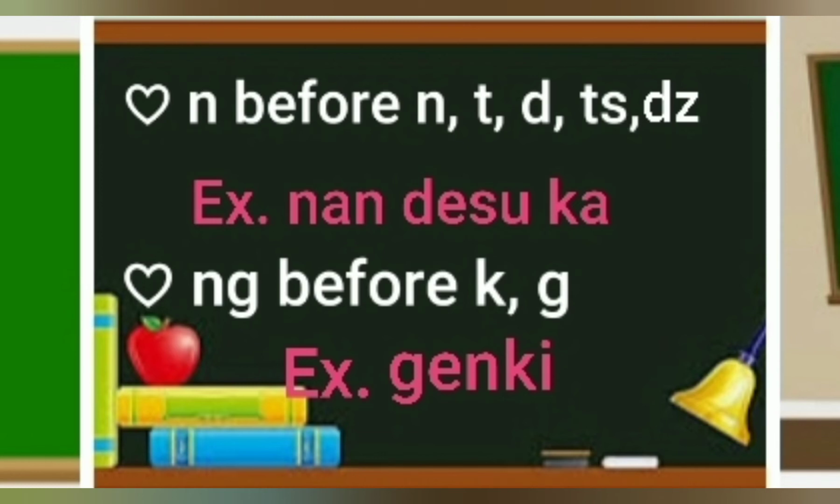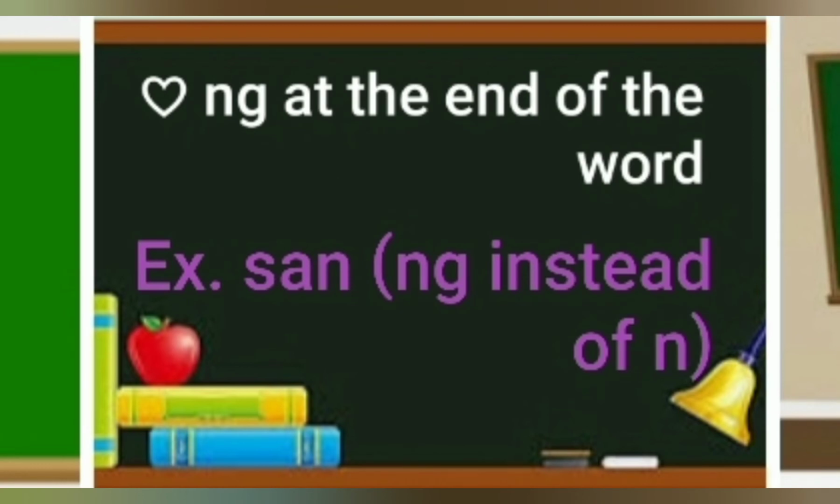N takes the sound of NG before letters K and G. For example, genki. N comes before K. That's why it takes the sound of ng. Genki. If N is at the end of the word, it takes the sound of ng, as in sang, instead of san. It is pronounced as sang.